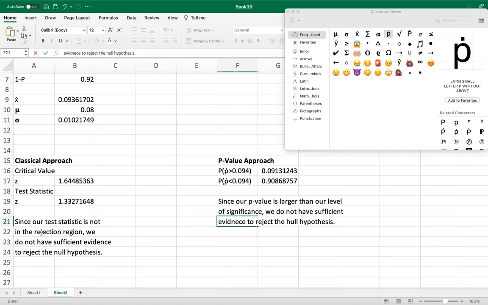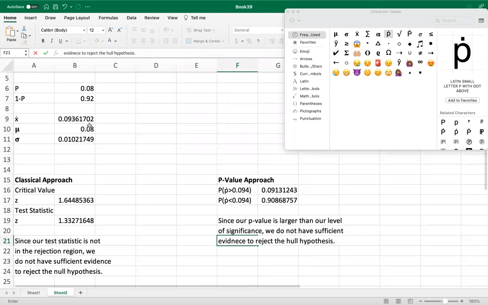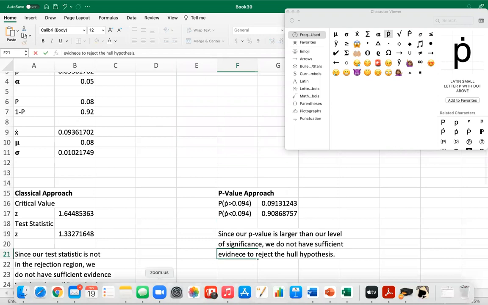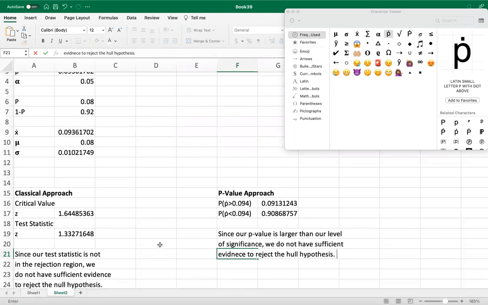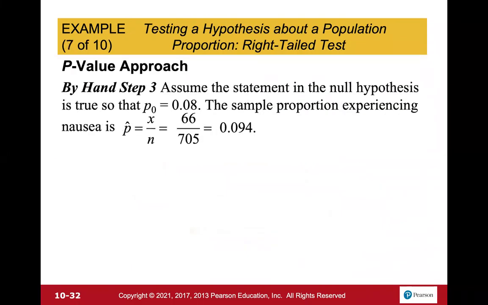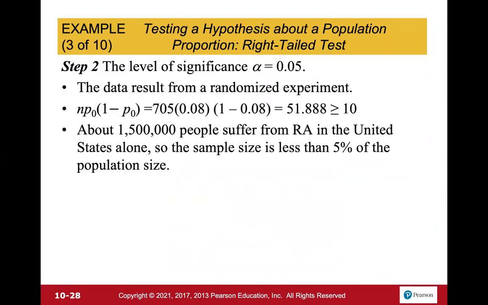So with this one, our test statistic was not in the rejection region. Here, our p-value was not small enough. So again, we want something smaller. We want the probability to be smaller than our level of significance, our alpha. And because we didn't have that, we aren't able to say that the data work in our favor here. So if we were the people running this study, we would have to gather more information and see where these numbers ended up. But here, let's go back.